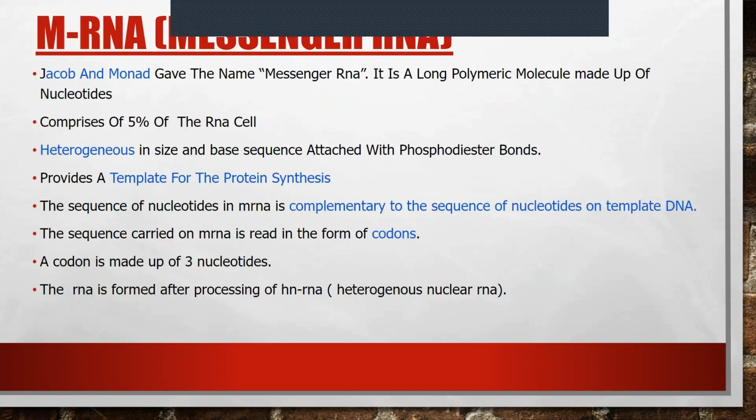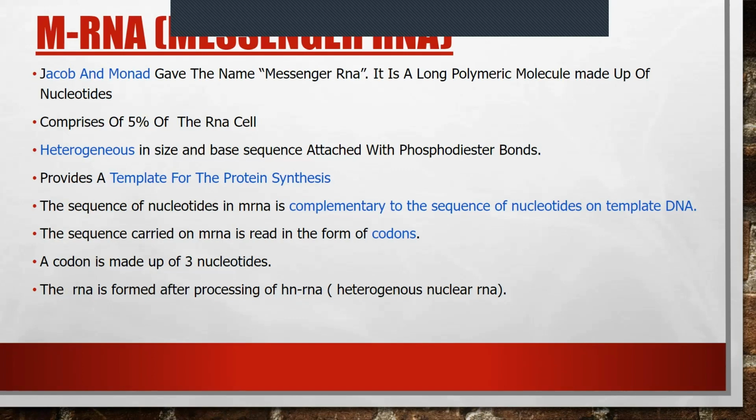Now let's go deeper into mRNA, which is also called messenger RNA. Jacob and Monod gave the name messenger RNA. It is a long polymeric molecule made up of nucleotides. The mRNA comprises 5% of the RNA in the cell. It is heterogeneous in size and the base sequence is attached with phosphodiester bonds. mRNA provides a template for protein synthesis. The sequence of nucleotides in the mRNA is complementary to the sequence of nucleotides in the template DNA.